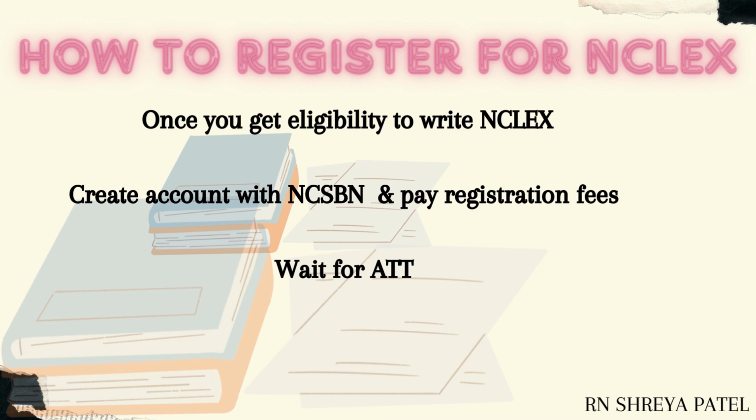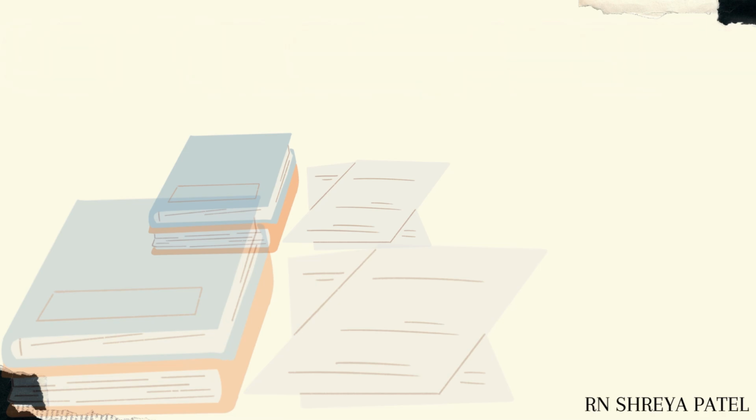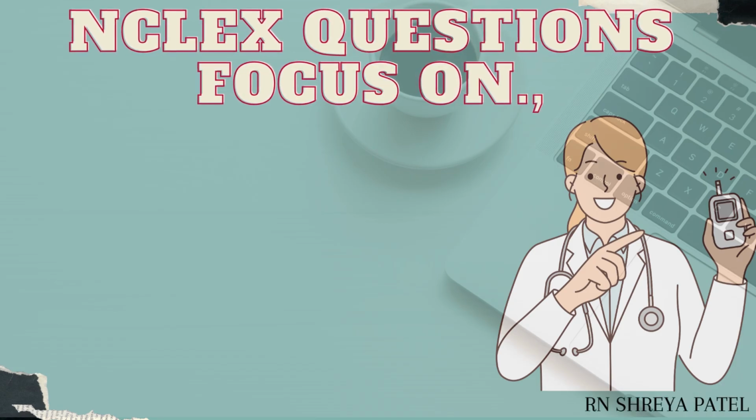But the ATT you will receive from your registration board. For example, I have applied for my NCLEX eligibility through Australia, so AHPRA sent me an ATT, but I opened my account with NCSBN. Similarly, according to what country or what board you are applying to, you have to create an account with NCSBN to register for NCLEX, and then once you get the ATT, you can book your exam at any test center at Pearson VUE. Pearson VUE is like an examination center. So I hope everything is clear until now.